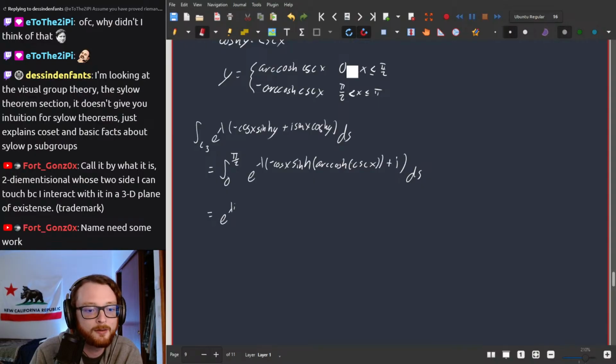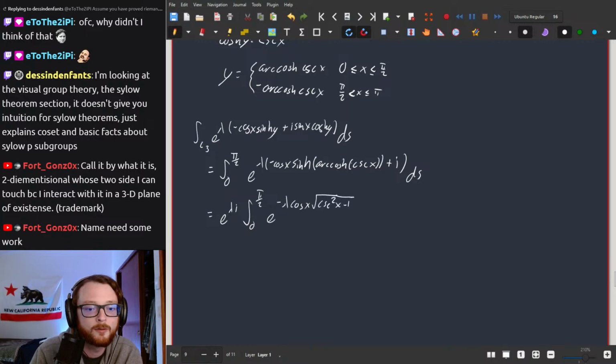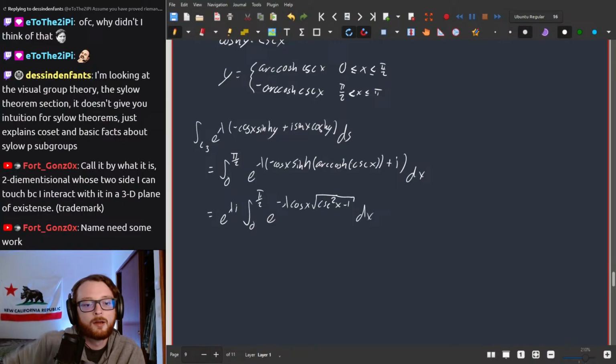E to the lambda i, 0 to pi over 2, e. So we have a minus sign there. Minus lambda cosine x root cosecant squared x minus 1 dx. Okay. What a function this is.